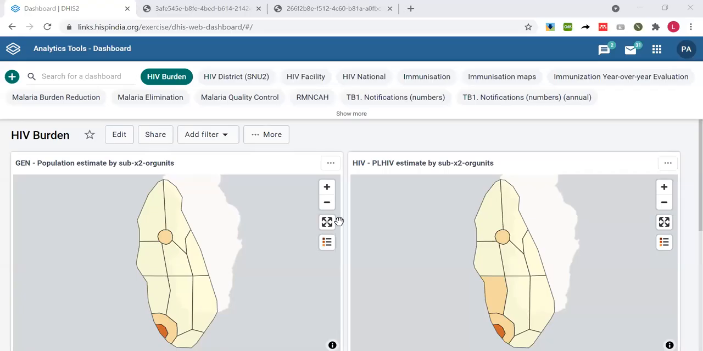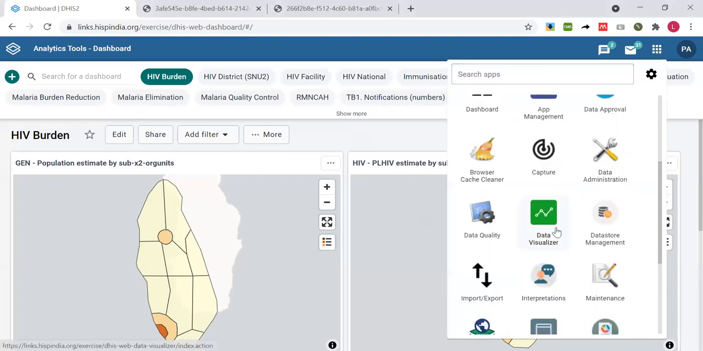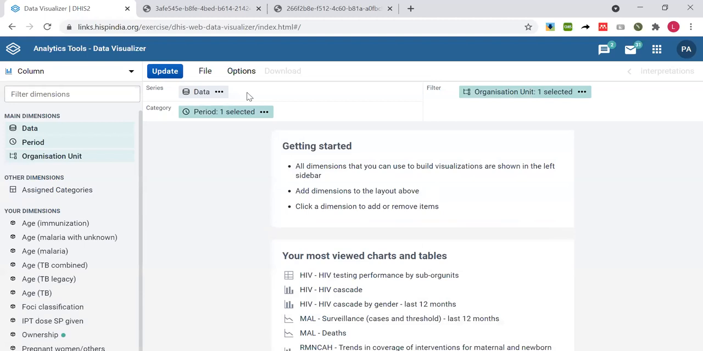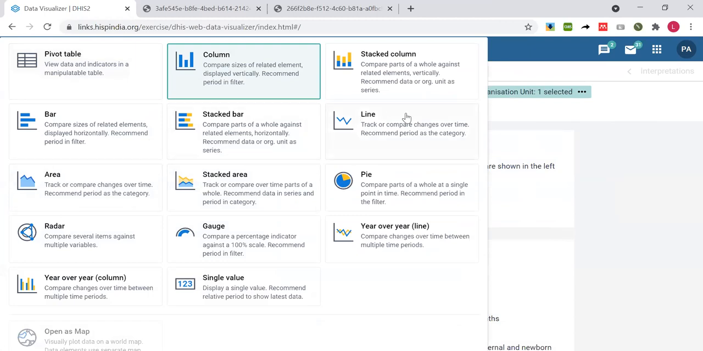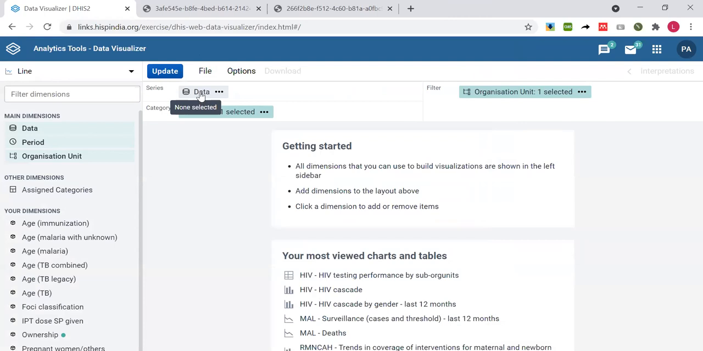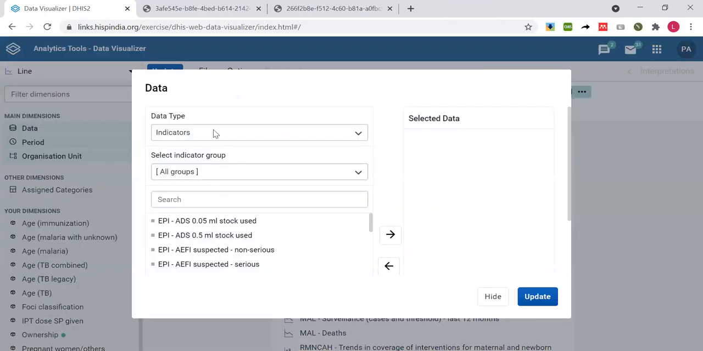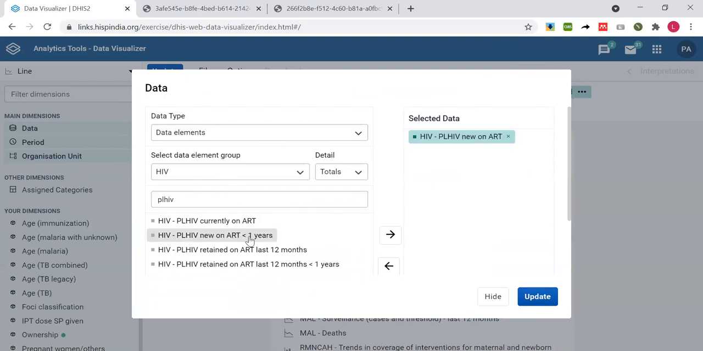Let me share my screen again. All right, so I'm going to open the data visualizer. And let's create a line chart. So I will select line. And for the data, let me select a data element from the HIV group. And I will search for PLHIV new on ART, this one. Okay, select it.